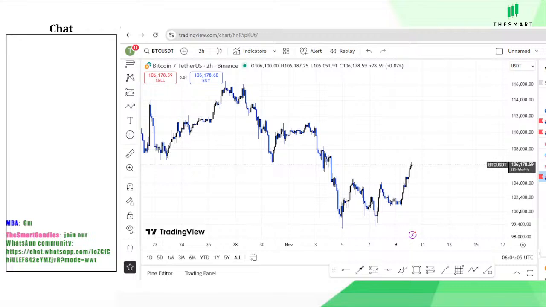As you all know, here on the Smart Candles, basically what we'll do is trade smart money. So every Monday we'll come here on this channel, we'll look at the chart, look at the directional bias for the week, and how to be profitable trading just smart money concepts.